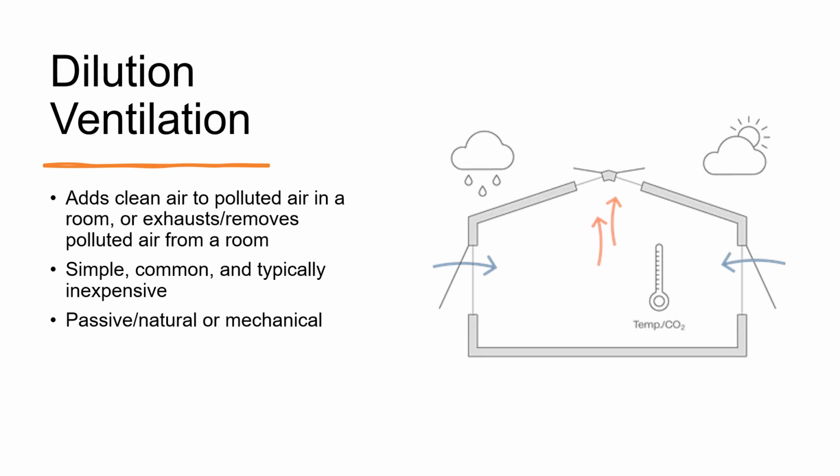Mechanical dilution ventilation usually involves something like a large exhaust fan that is placed in the walls or the roof of a building, which we will discuss in just a moment.